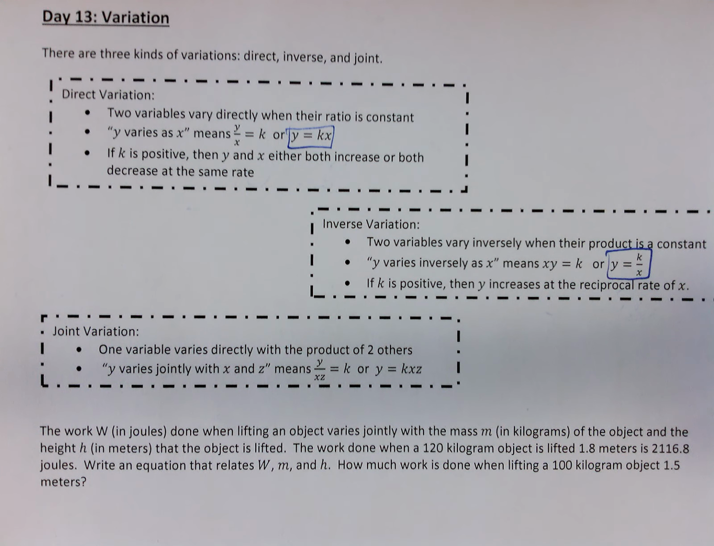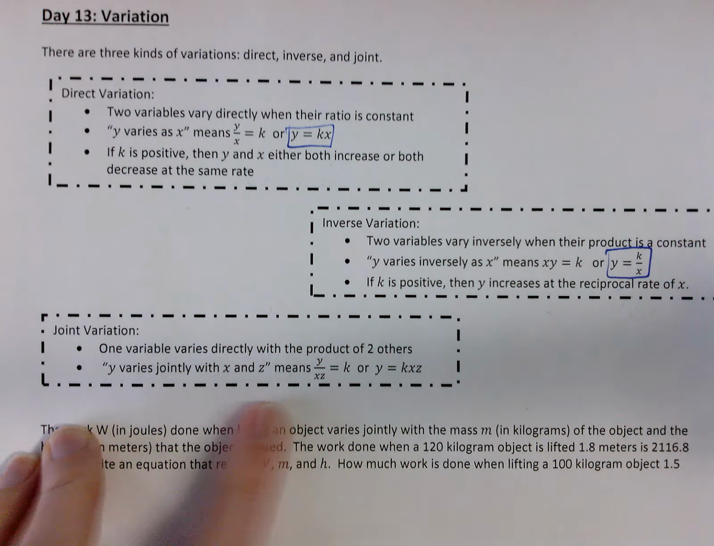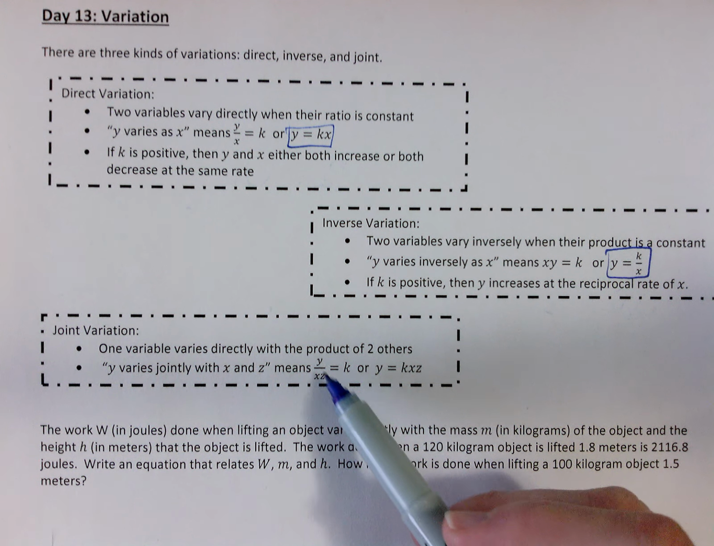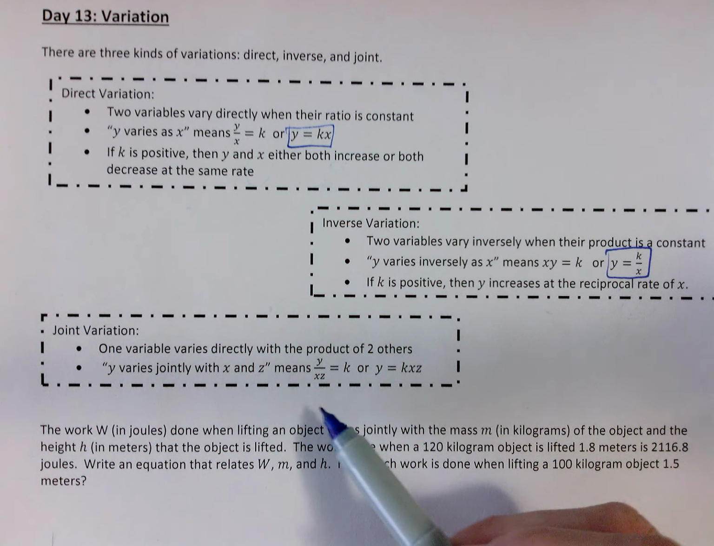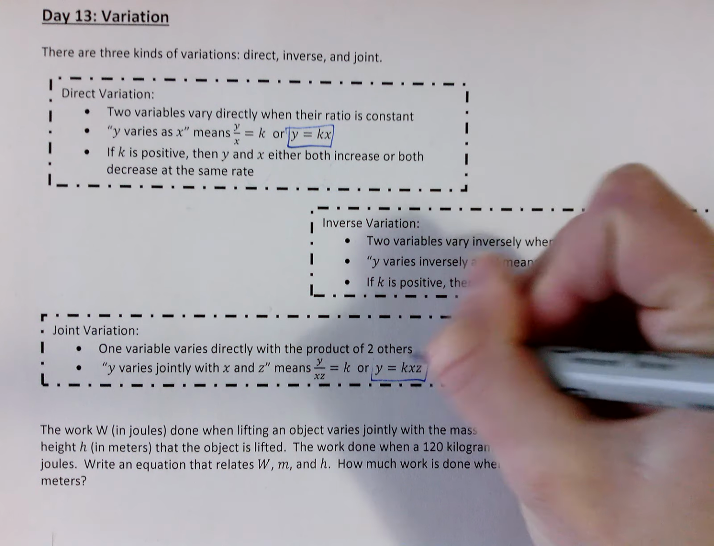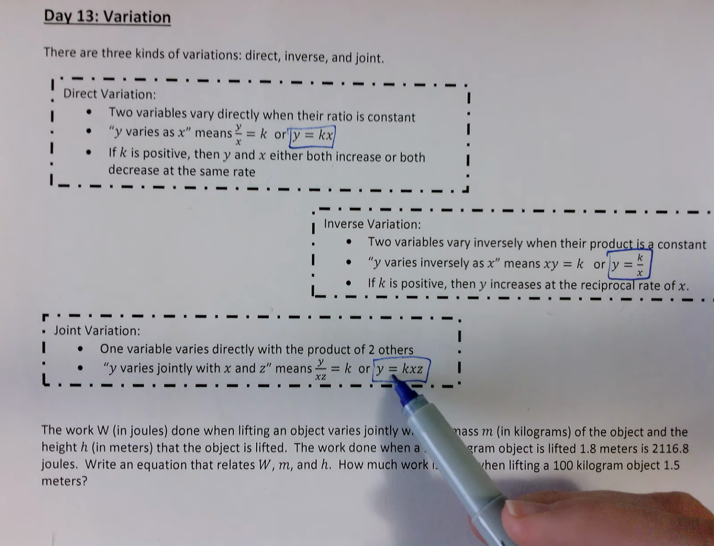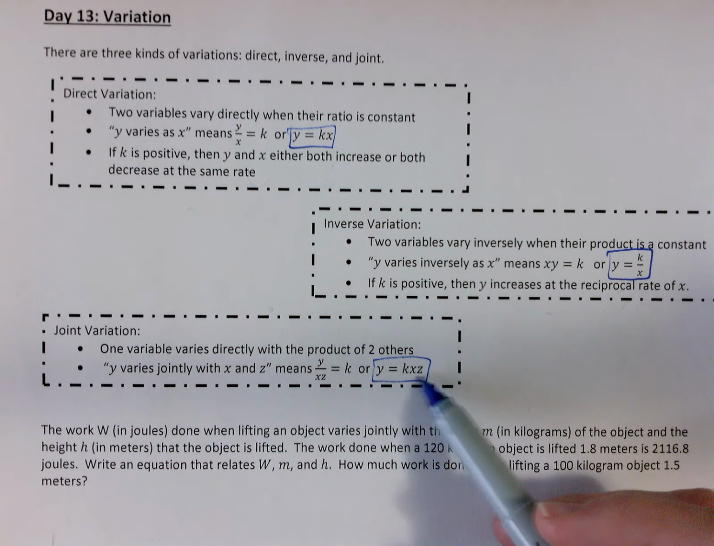And then the last one, joint variation, is just when you have more than two variables going on. If we say y varies jointly with x and z, it would mean that when you divide y by both x and z, you get a constant number, or y is equal to k times xz. So y varies jointly with x and z.